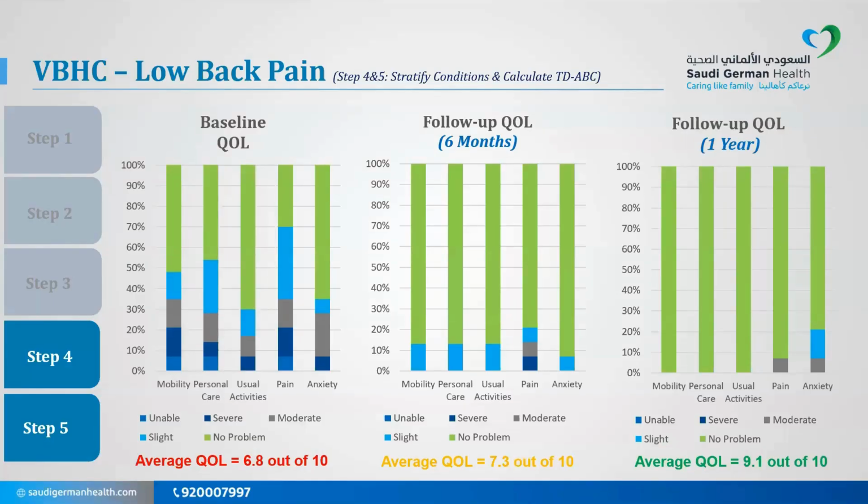And this form makes very clear the outcome of our patients, as we are measuring the baseline quality of life at the beginning of the treatment, after 6 months and after 1 year. As we see, the average quality of life improved from 6.8 to 7.3 after 6 months and to 9.8 after 1 year. And from this slide, I will leave it to Dr. Muhammad to complete our presentation and the lessons from the low back pain care.